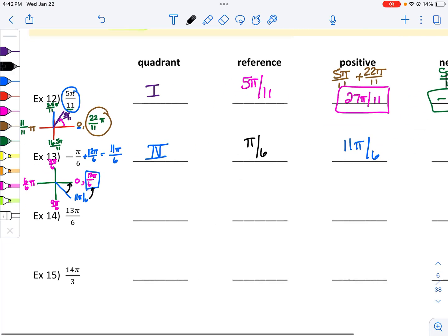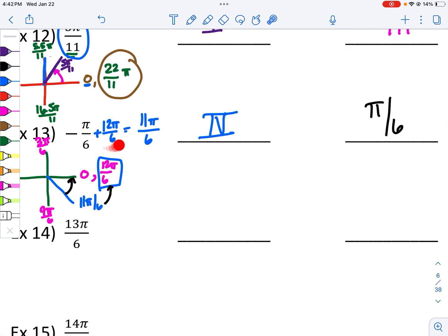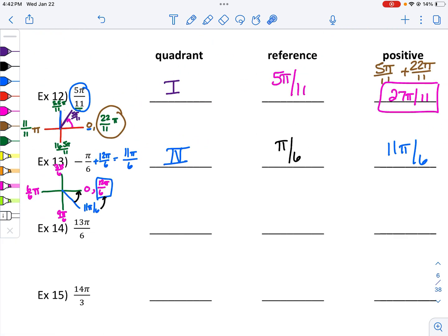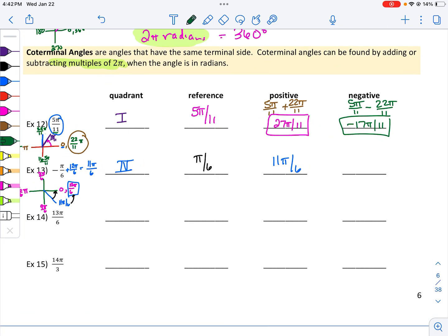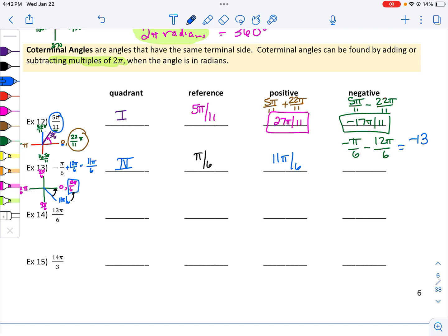So we already found our positive coterminal angle, and remember, we did that just by adding 2 pi, or adding 12 sixths. In order to find our negative coterminal angle, we want to take negative pi over 6, because that was our starting angle. This time we want to subtract 2 pi, but remember, instead of 2 pi, we want to subtract 12 pi over 6. That gives me a negative coterminal angle of negative 13 pi over 6. To find the positive coterminal angle, we took negative pi over 6 and added 12, which we did way back in the beginning. Since it turned it into a positive number, we can use that as our positive coterminal angle.